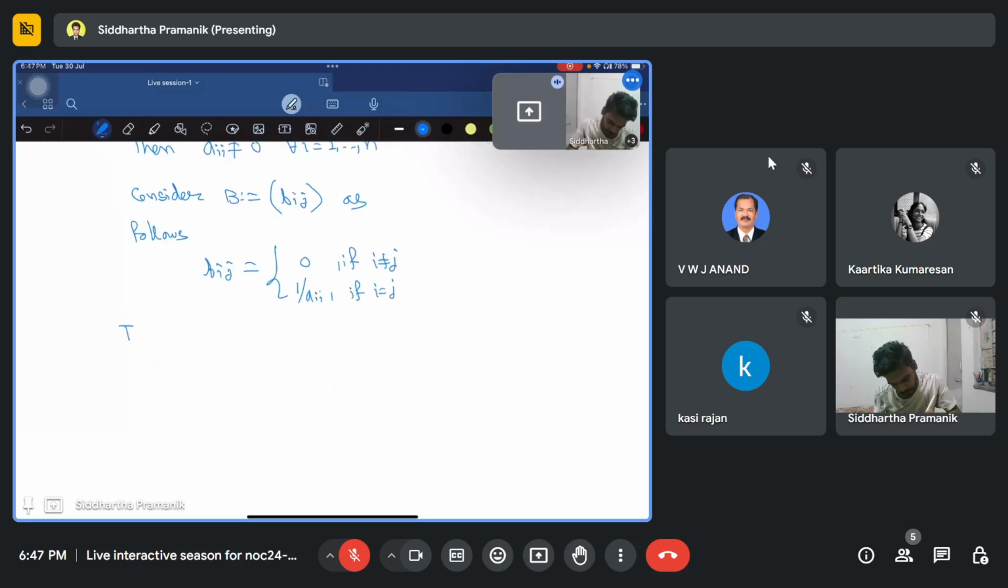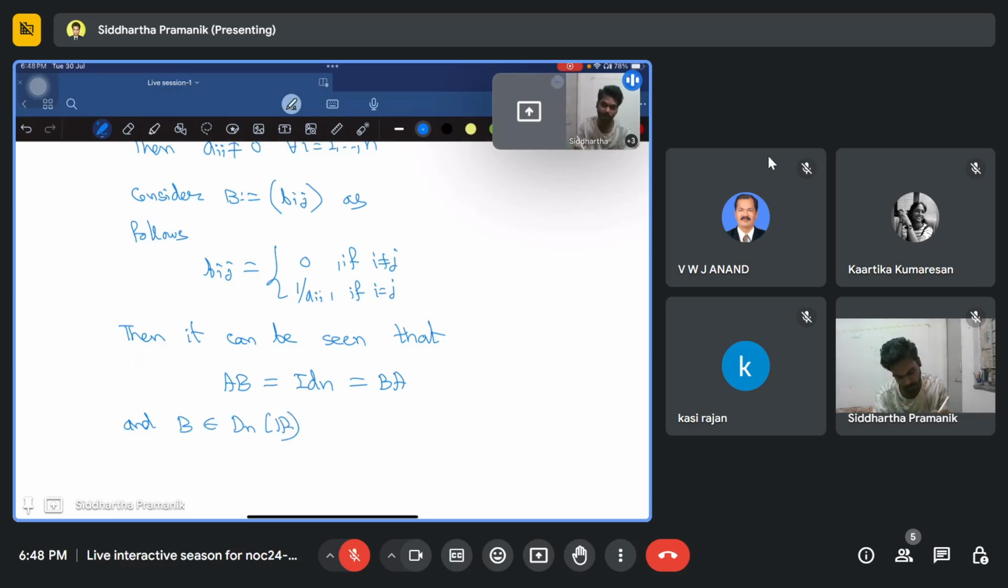So then it can be seen that A times B is the identity matrix and it is the same as B times A, and B is also in DN because it's a diagonal matrix and its diagonal entries are non-zero here. So B is the inverse matrix of A in DN.